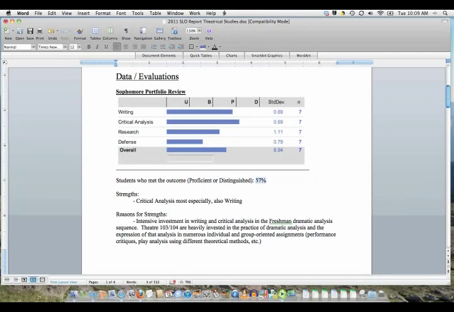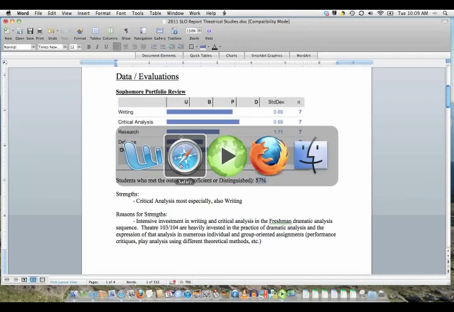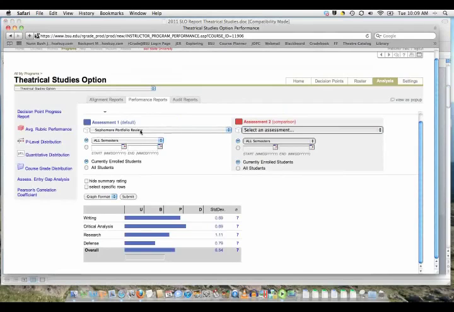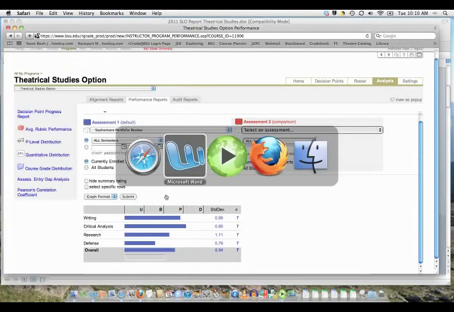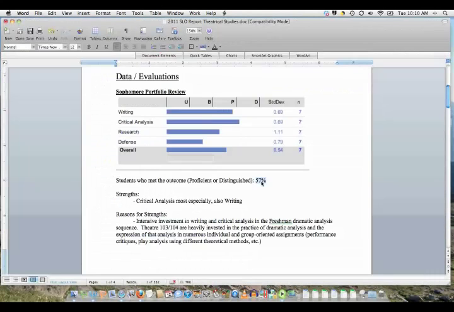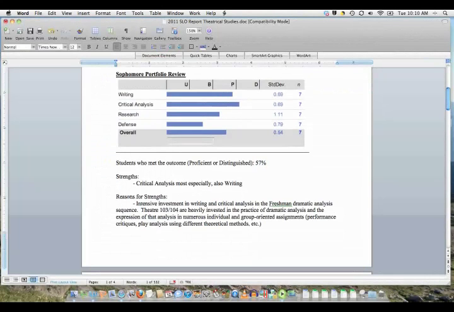So 57%, in order to calculate that, I'm back here, sophomore portfolio review, clicked on overall, and then I just added up the number of students who were in proficient or distinguished, which is 57% right there, because we have nobody who's distinguished in the sophomore portfolio review. So 57%, there it is. Back to Word, so I put that in there.